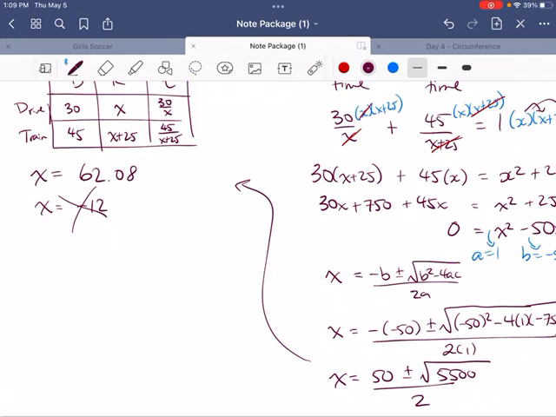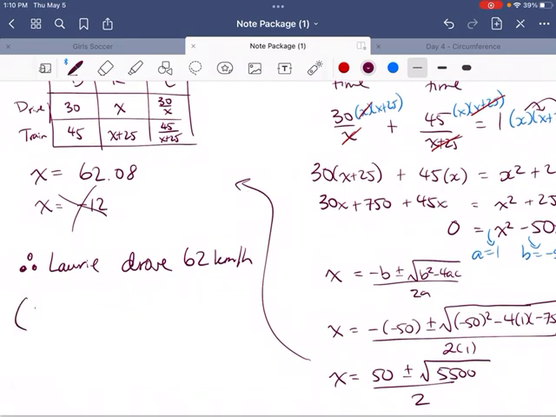But Lori drove 62 kilometers per hour, and just for reference, the train would be 87 kilometers per hour. Okay, and that's it.